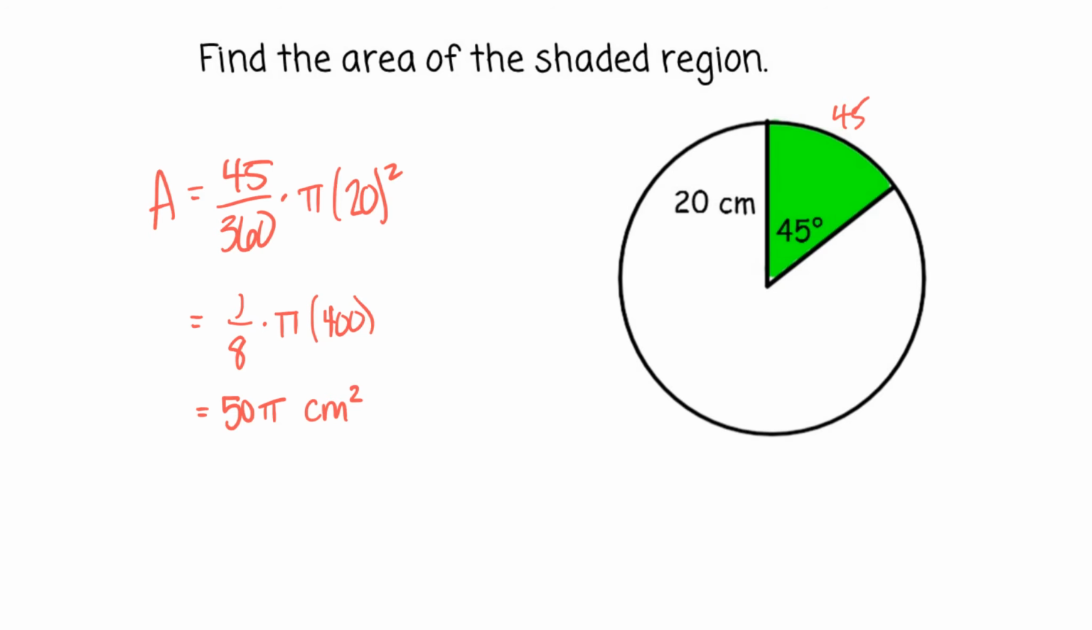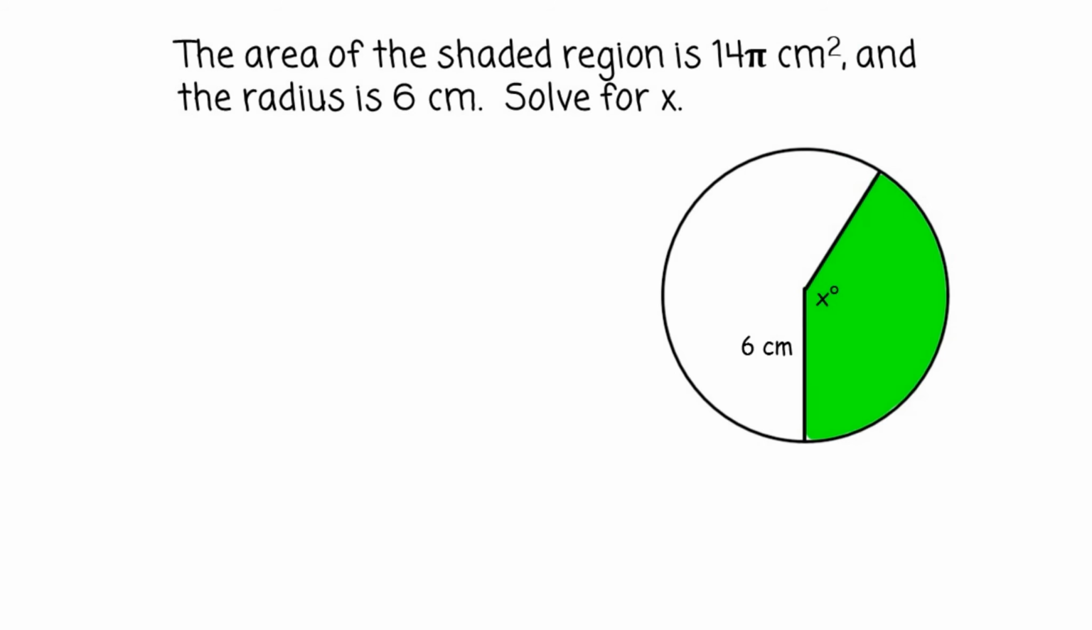Let's look at another example. The area of the shaded region is 14 pi, and the radius is 6 centimeters. We want to solve for x, so we're trying to solve for the measure of the angle. So we're going to be working backwards here. Think about it. We know area is our fraction times the area of the circle.